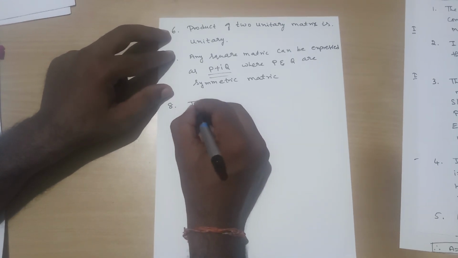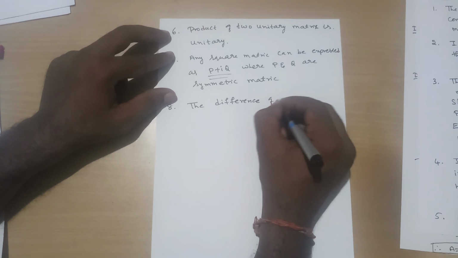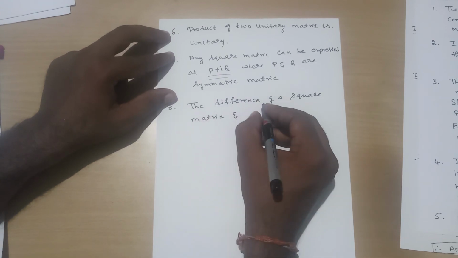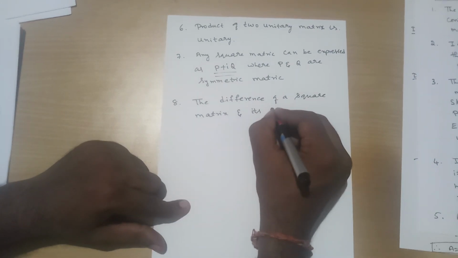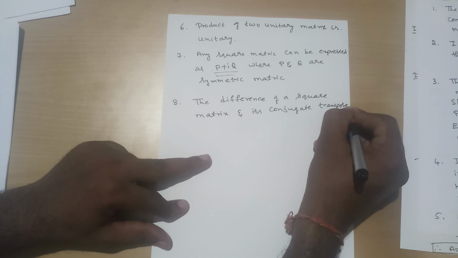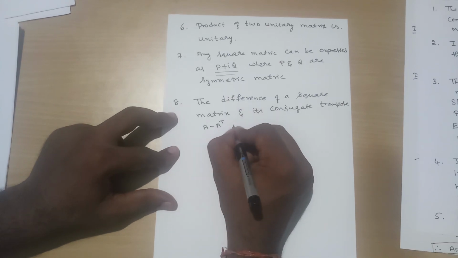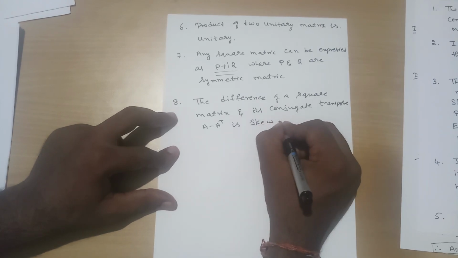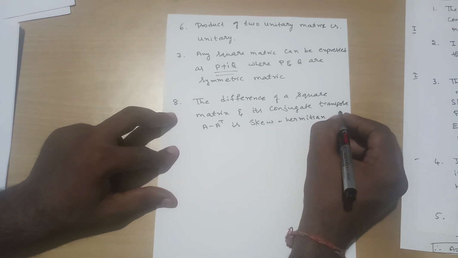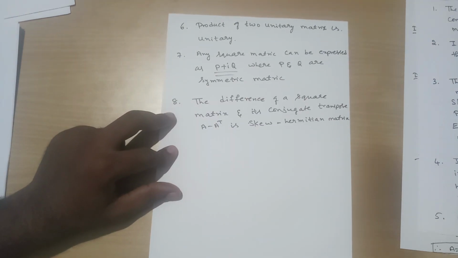Here next point: the difference of a square matrix and its conjugate transpose, that is A minus A conjugate transpose, is a skew Hermitian matrix. Skew Hermitian matrix.